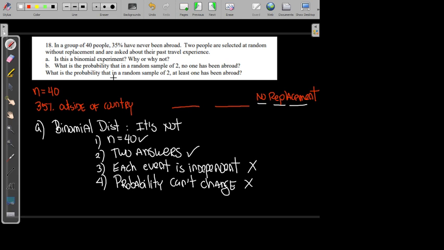What is the probability that in a random sample of two, at least one has been abroad? Some person has been outside. Now, in this question you may think, oh, I could actually use the binomial probability because of the words at least, and you will be inclined to think of a formula. Remember the formula? This is the formula: P to the x, q to the n minus x. But in this particular case it cannot be used because you did not meet all the conditions. This is a nice formula to answer my questions, but it cannot be used because of the failure of these two.